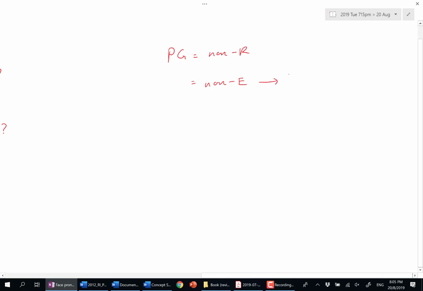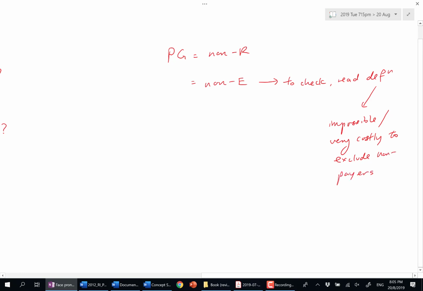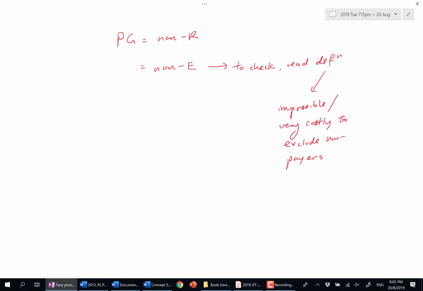To check this, you first read your definition. The definition says it's impossible, or prohibitively costly, to exclude non-payers. I'm sure you have been to some countries where you have to pay to enter the parks, and you tell your parents, waste of time, I'll come to a park for what? In the case of botanic gardens, it's not very hard to put a gate there to collect admission fees. It is not impossible, it's not very costly, you just need to put a gate.